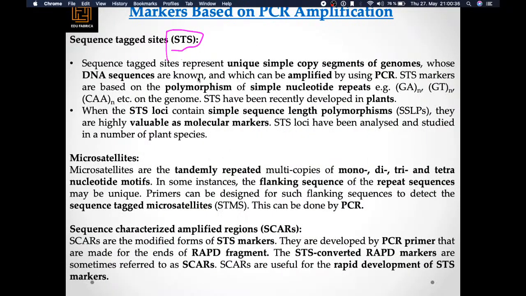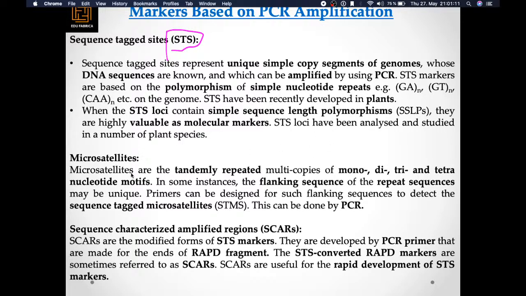So STS markers are the sequence tagged sites, which represent unique single copy fragments of genomes whose DNA sequences are known and which can be amplified by using PCR. STS markers are used on the polymorphism of simple nucleotide repeats in the genome, and STS have been recently developed in plants. When the STS loci contain simple sequence length polymorphism, they are highly valuable as molecular markers. Now, STS loci have been analyzed and studied in a number of plant species.